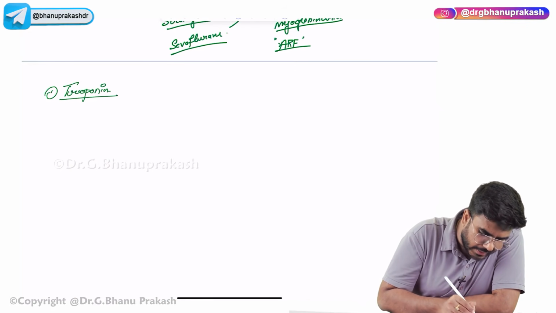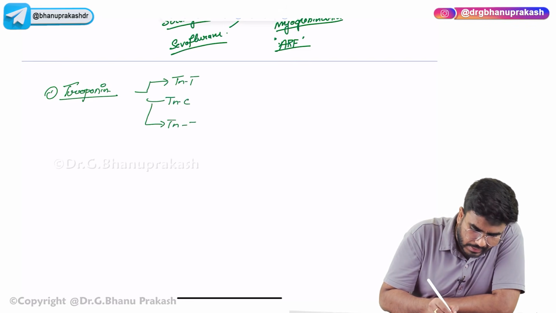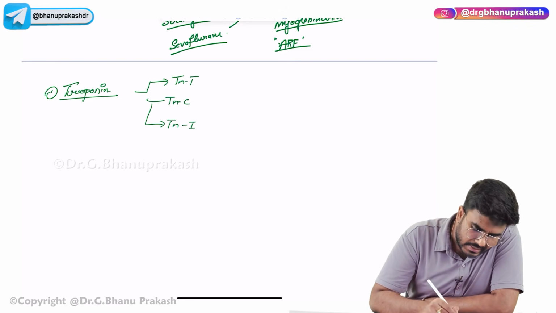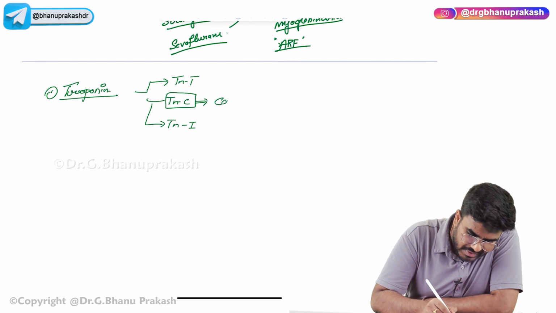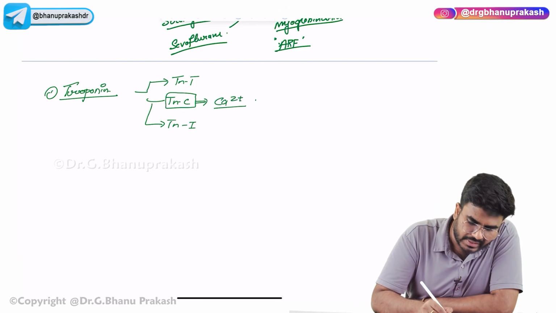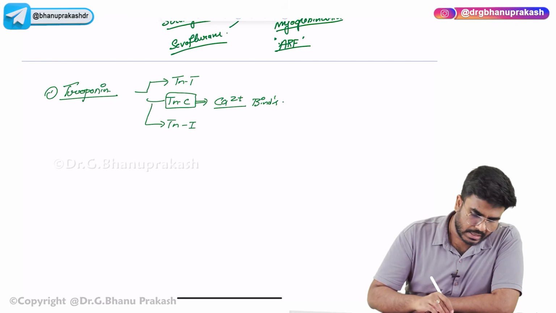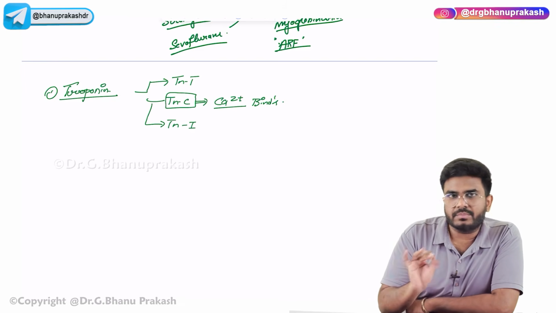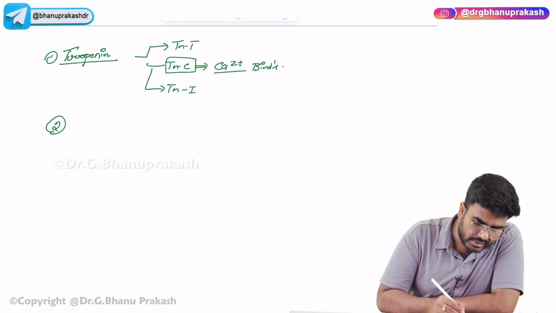Troponin is a regulatory protein. It is made up of three subunits: troponin T, troponin C, and troponin I. Troponin C is the one which binds with calcium. Just remember this one point. Troponin C binds with calcium. I will explain the rest. Next, the next important regulatory protein is tropomyosin.